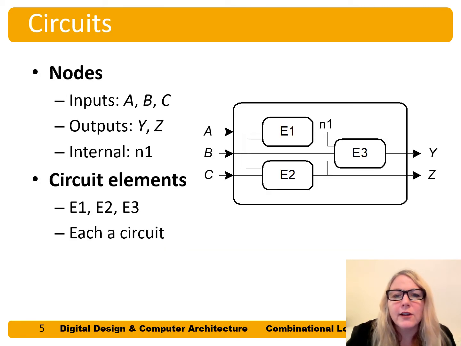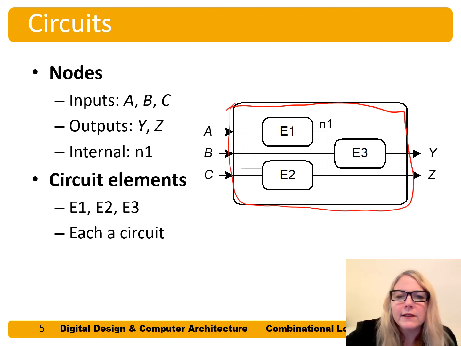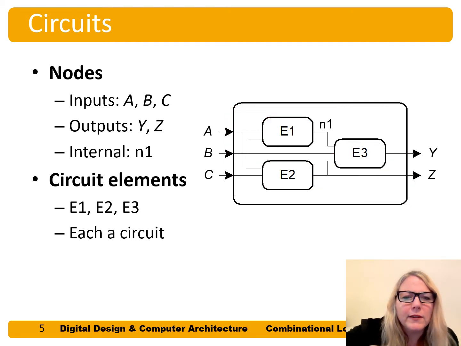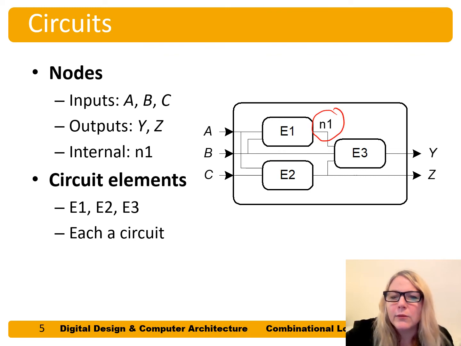So here is a logic circuit. Each circuit can be composed of subcircuits, so element 1, element 2, and element 3. We have some inputs, here are inputs A, B, and C. We have some outputs, Y and Z, and we may also have internal nodes that are neither inputs nor outputs. In this case, we have one internal node. And this larger circuit can be composed of subcircuits E1, E2, and E3, which themselves are also circuits.